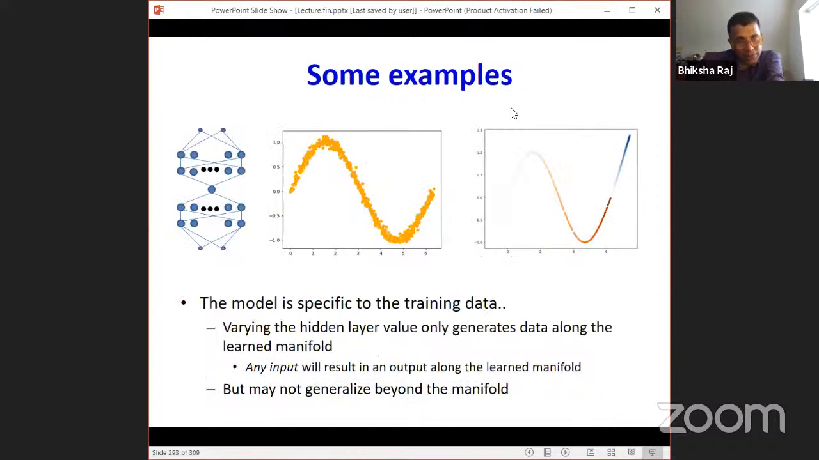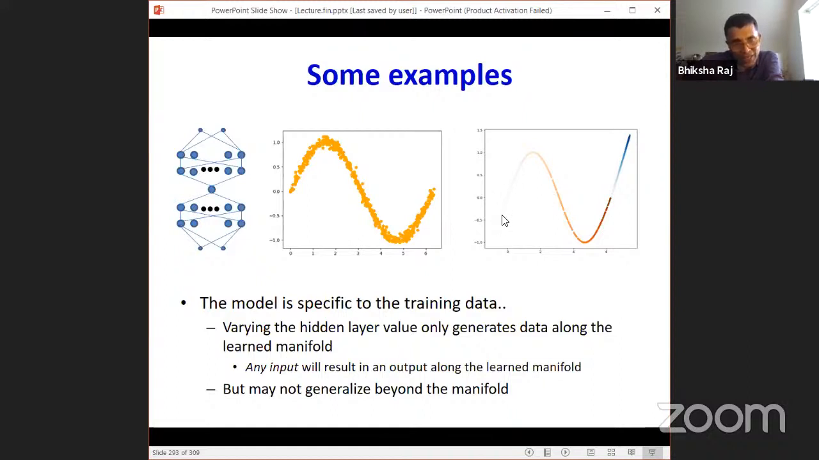Or here is another example. This one is a sinusoid. We had data lying on a sinusoid with a small scatter. And when you train this network, you find that the decoder ends up capturing exactly the underlying sinusoidal manifold. So the encoder places this point somewhere on this manifold, and the decoder finds the coordinate on the manifold, and then the decoder converts that coordinate to a position on this sinusoidal manifold.